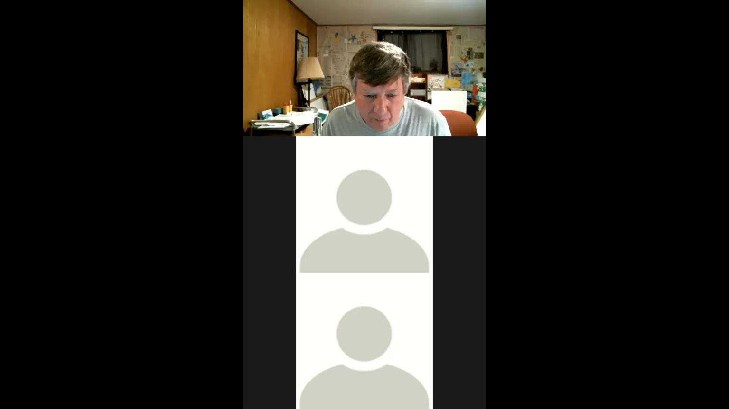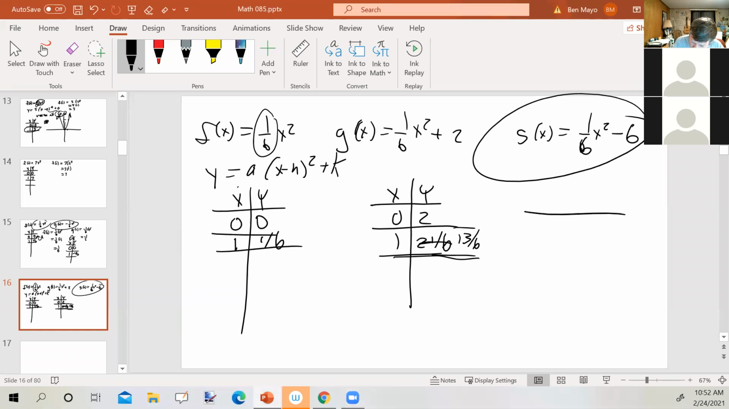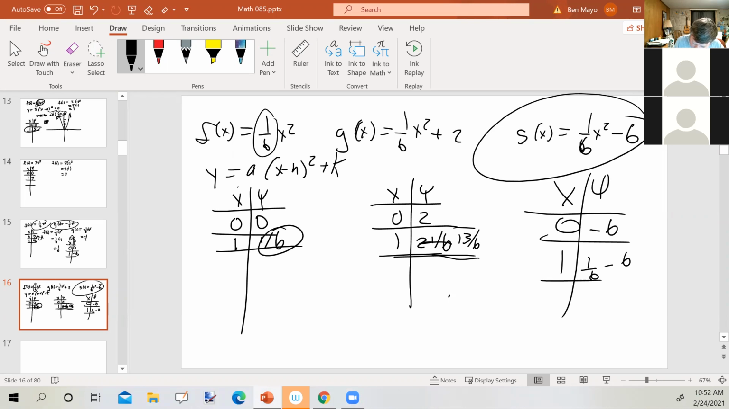Let's just finish this one up. We've got one more piece of the puzzle here. So what's going to happen here? You're going to go down 6. So this is going to be -6. This is going to be 1/6 minus 6. So that's 1/6 minus what? 36/6, because you'd have to get a common denominator. So this would be 1, and then the other would be -35/6. That's going to throw some people for a loop, having to add and subtract fractions.